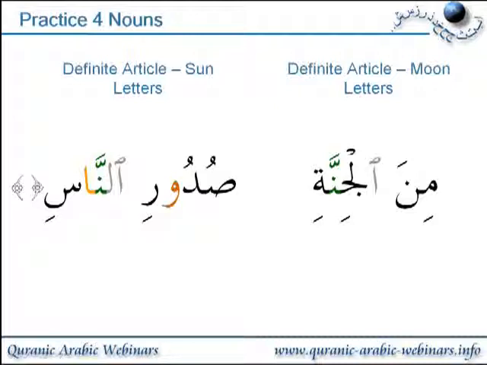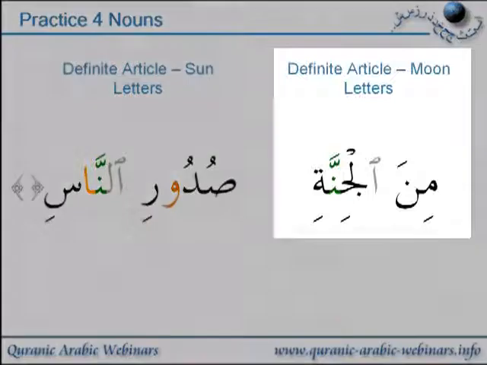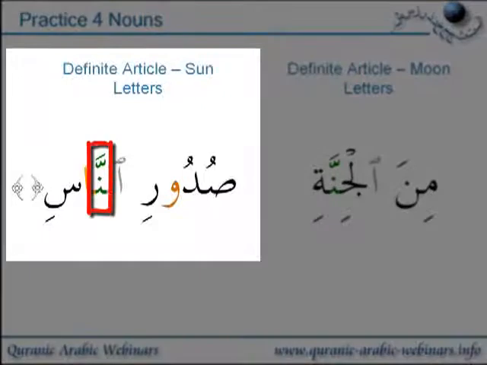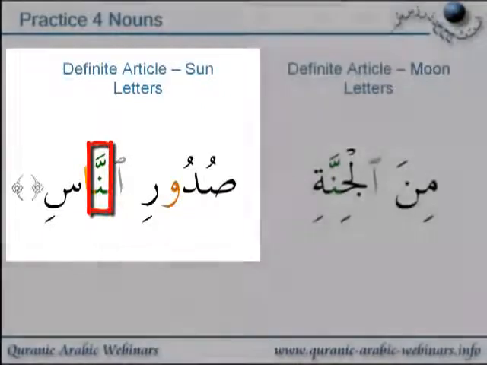The next set of practices are going to be where we're using nouns, and from our lessons, if you remember, a lot of the nouns that begin with the definite article al, which is the Hamza-Tul Wasl followed by the lam, are divided into sun letters and moon letters. Remember, the moon letters do not carry the shadda, whereas the sun letters do. So we'll go through these two.